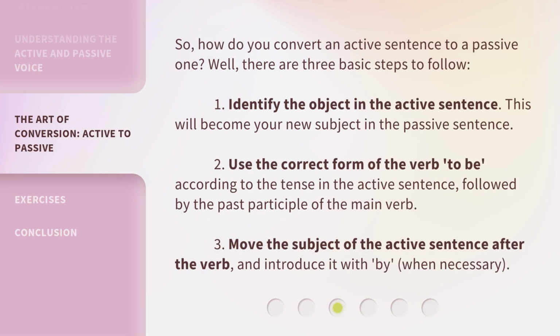So, how do you convert an active sentence to a passive one? Well, there are 3 basic steps to follow. 1. Identify the object in the active sentence. This will become your new subject in the passive sentence. 2. Use the correct form of the verb "to be" according to the tense in the active sentence, followed by the past participle of the main verb. 3. Move the subject of the active sentence after the verb, and introduce it with "by" when necessary.